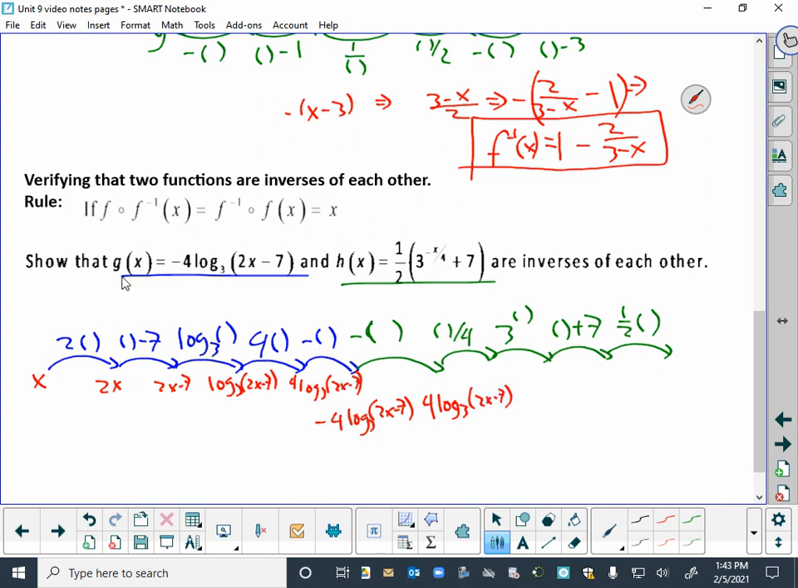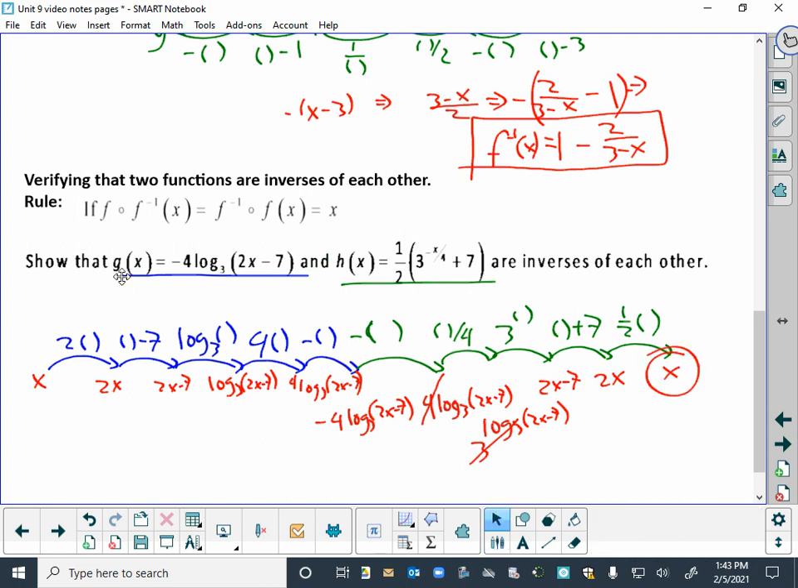Divide by 4, that's going to get rid of this 4 and get us down to a log base 3 of 2x minus 7. It says put that in the power of 3. Well, 3 to the log base 3, those are inverses of each other, so that's just going to leave me with a 2x minus 7. And 2x minus 7 plus 7 is just going to leave me with a 2x, and half of a 2x is an x, so those things are inverses of each other. Okay?